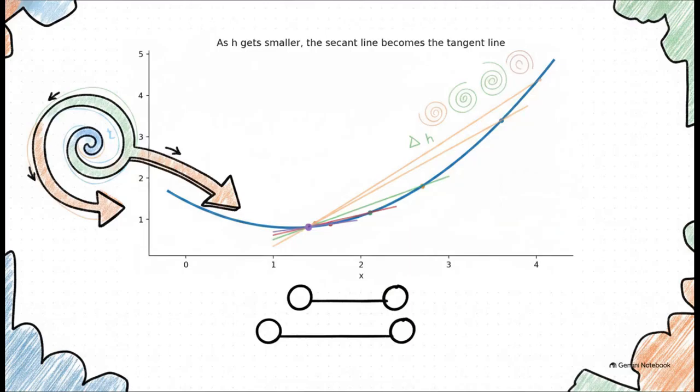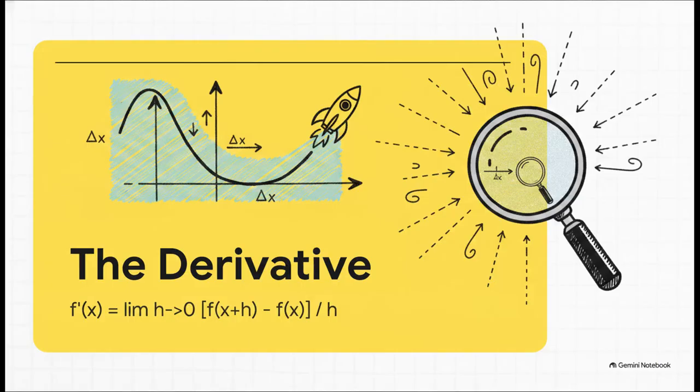Watch what happens as those points move closer together. As the gap shrinks, that line connecting the 2 points, which is called a secant line, transforms. It becomes a precise tangent line that only touches the curve at one single point. And the slope of that tangent line, that is your instantaneous rate of change. That is your derivative.